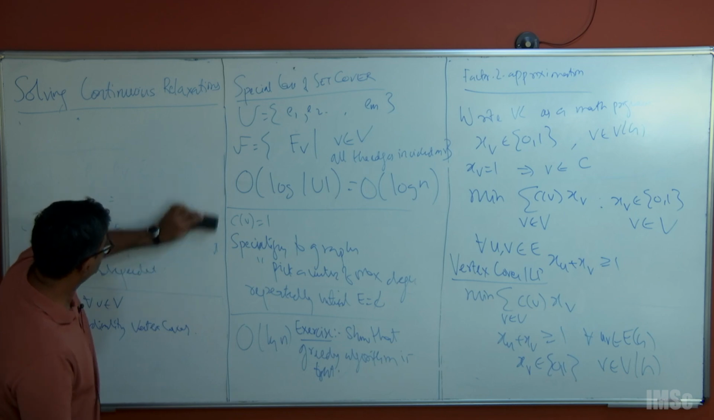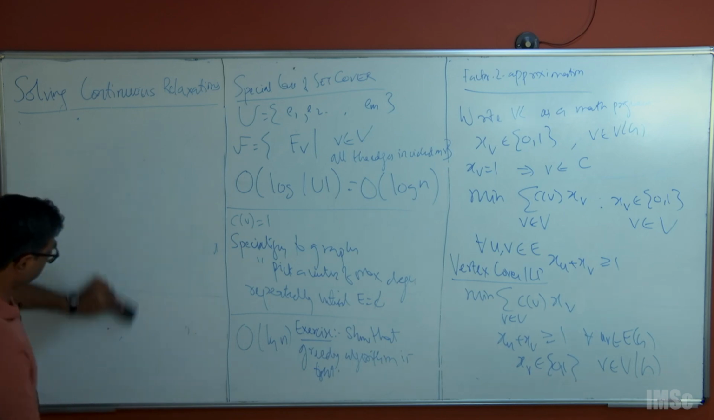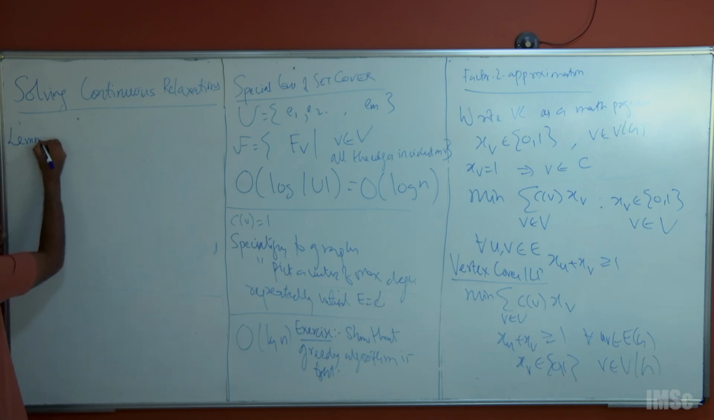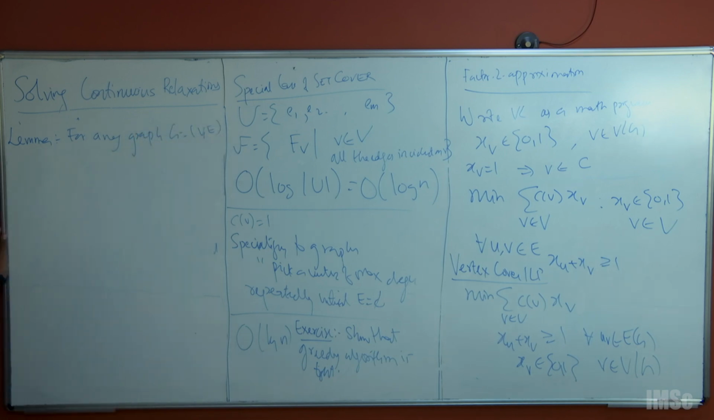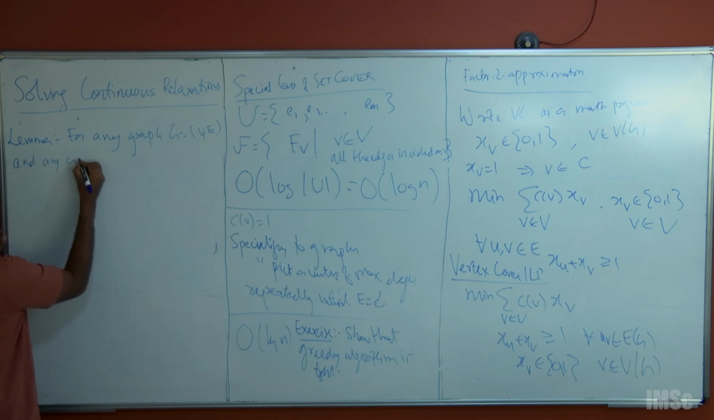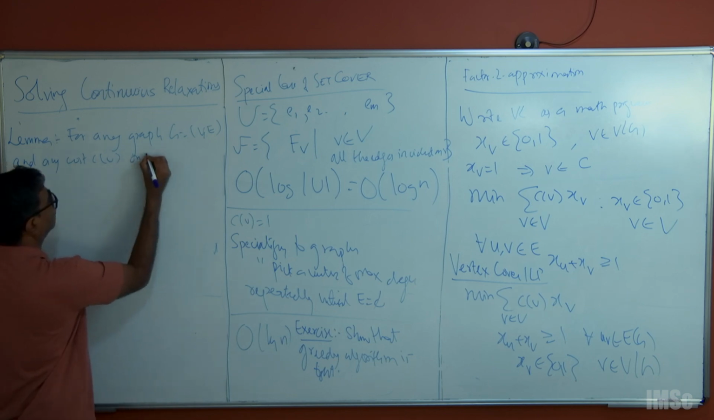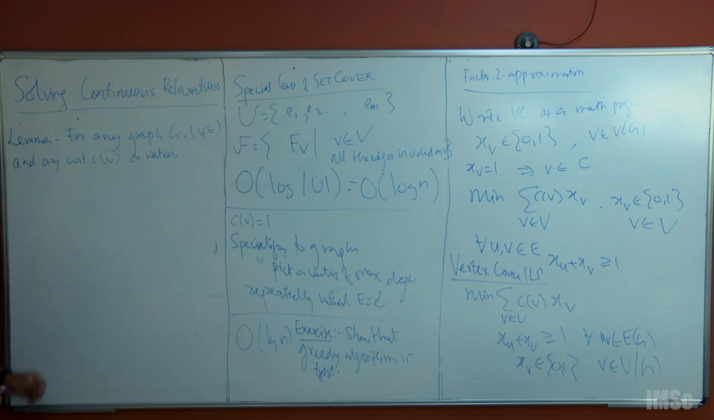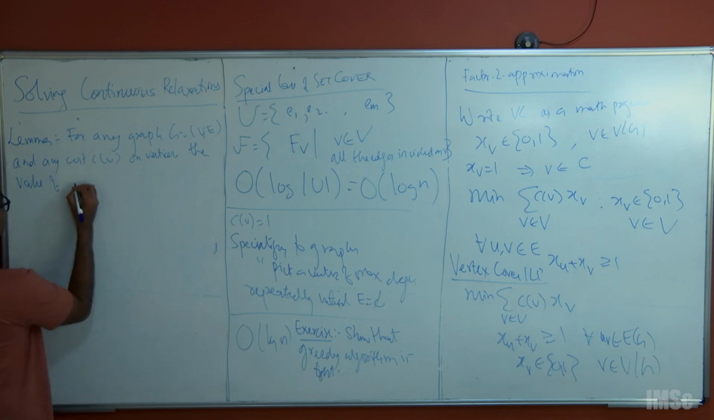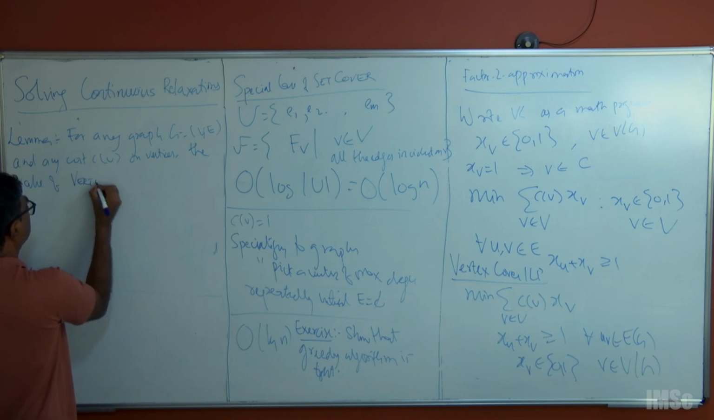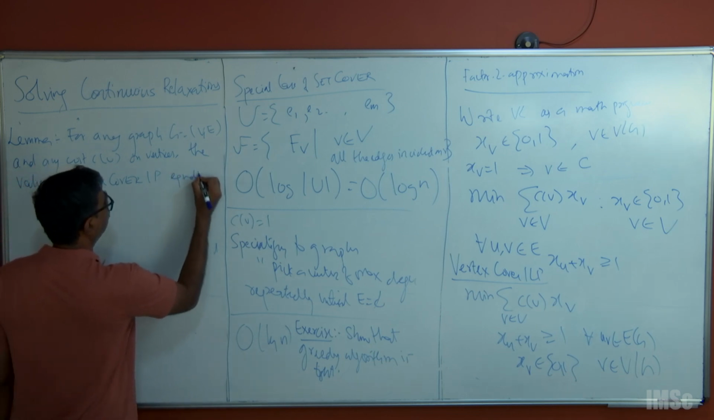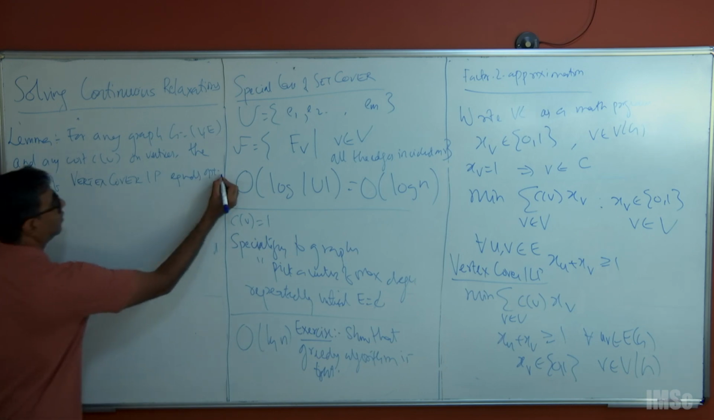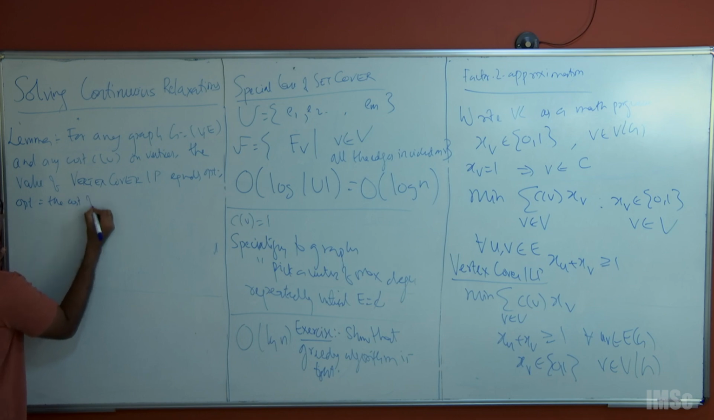So what can we prove about this LP? I think we can prove the following lemma about this linear programming or ILP. This is my lemma. Let's see if this is correct. For any graph G = (V, E), and any cost cv on vertices, the value of, let's call this vertex cover IP, the value of the vertex cover IP equals OPT. And what is OPT? The cost of the minimum vertex cover.